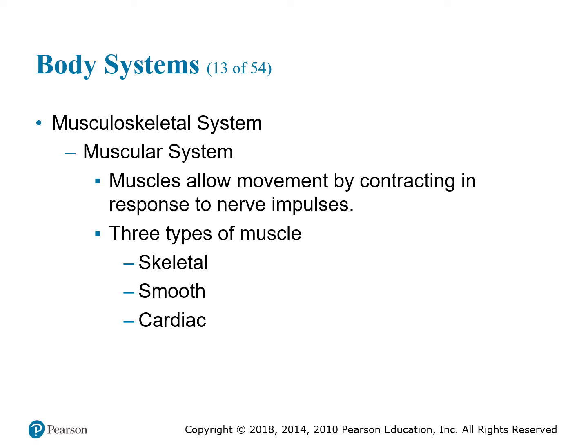I can move around. My brain is sending a message to my arm to grab something. I have control over that. Those are skeletal muscles, those are voluntary muscles, controlled by the voluntary nervous system. Now, smooth muscle.